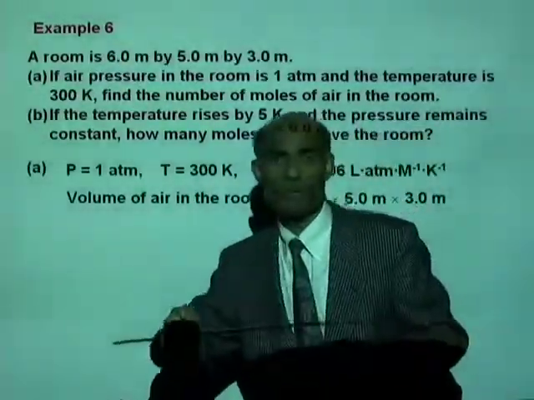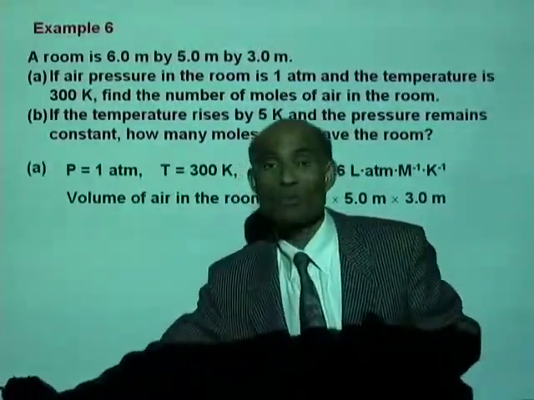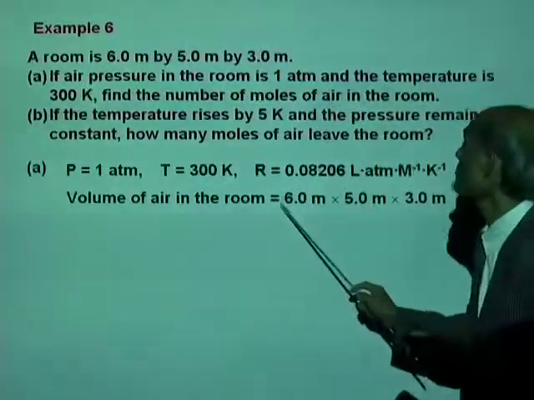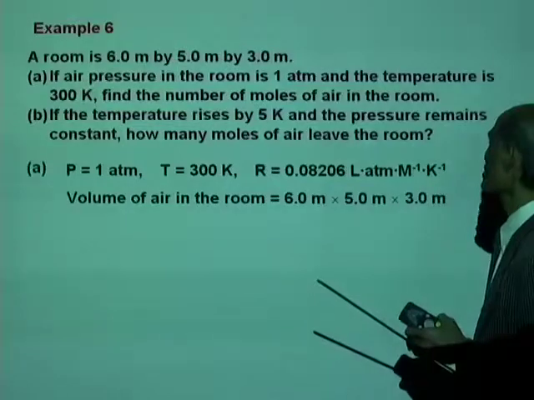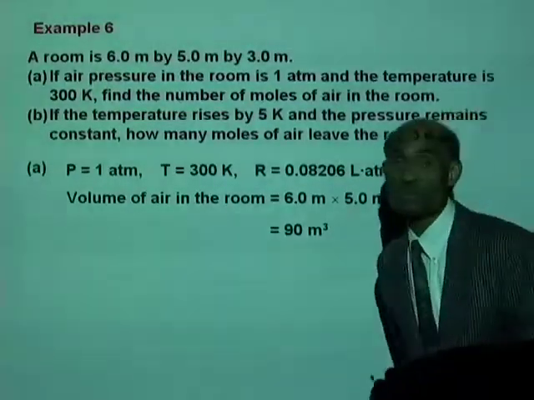How do you find the volume of the air in a room? Length multiplied by width multiplied by height. So the volume of air in the room is 6 meter times 5 meter times 3 meter. That is 90 meter cube.